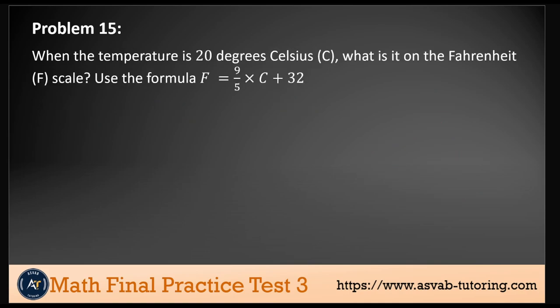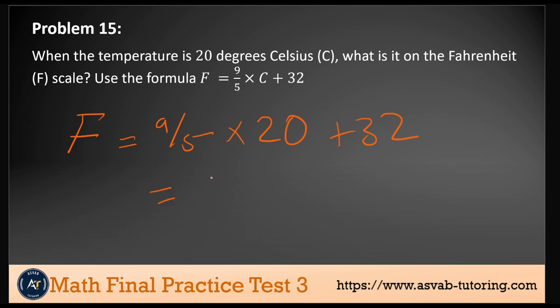Okay. Problem 15. When the temperature is 20 degrees Celsius, what is it on the Fahrenheit scale? We can use the formula F equals 9 over 5 times C plus 32. Well, let's figure it out. So the Fahrenheit would be 9 over 5 times 20, which is the Celsius, plus 32. So that would be 36 plus 32, which comes to 68 degrees Celsius. Wait, no, that would be 68 degrees Fahrenheit. Okay.